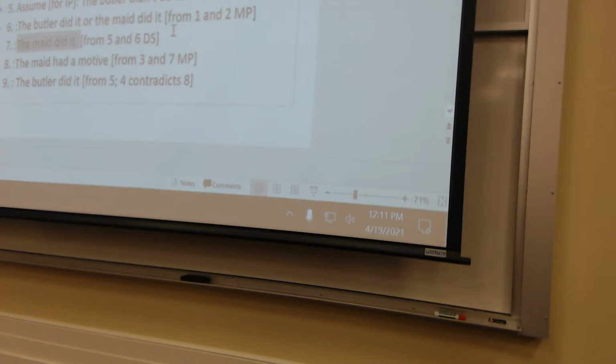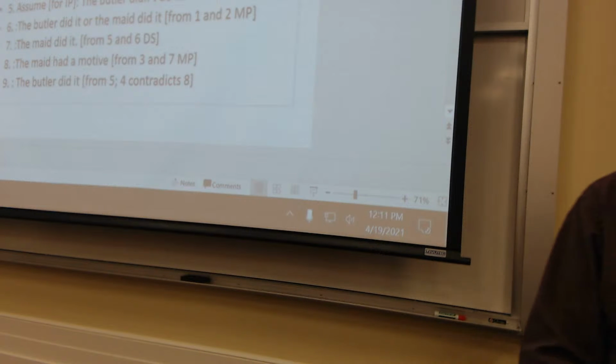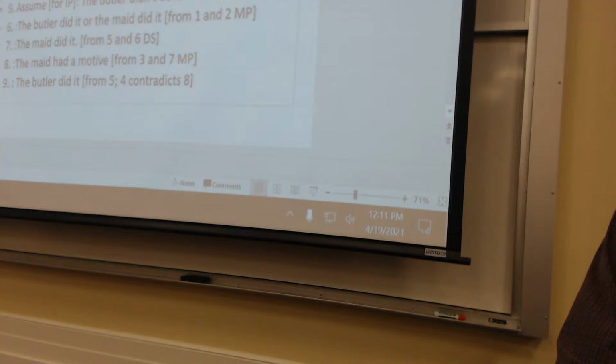Then once you've got 7, that the maid did it, you may plug that in with 3. 3 is another arrow conditional if-then statement. If the maid did it, then she had a motive. And 7 says that the maid did, in fact, do it, plugging in the left side of the if-then statement. We may infer out 8 that the maid, in fact, did have a motive. But once we've got that, then we have a problem.